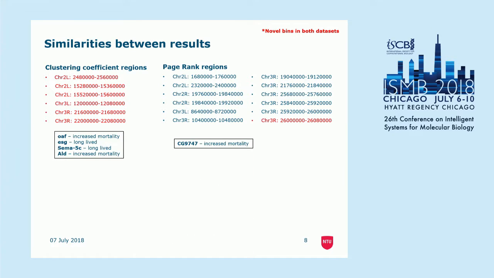We then looked at all genes that resided in these regions. For example, using clustering coefficient we found there were already genes associated with longevity, so ESG and CMA5C, also ones with phenotypes that may be associated, such as increased mortality. We did the same for the PageRank region highlighted in red, and there was just one gene there that had some sort of association with longevity.